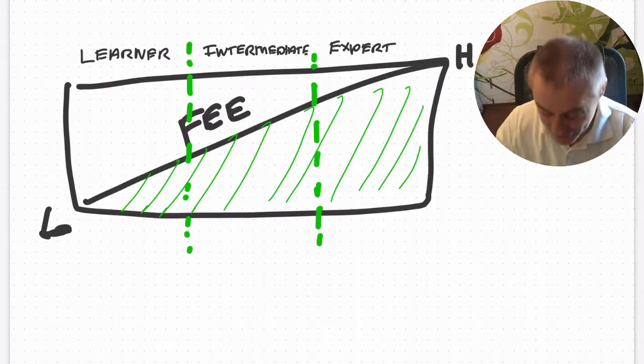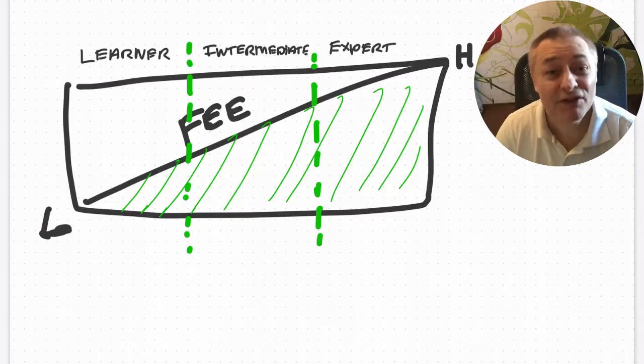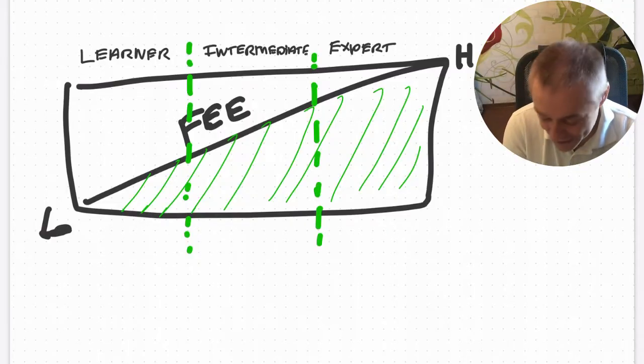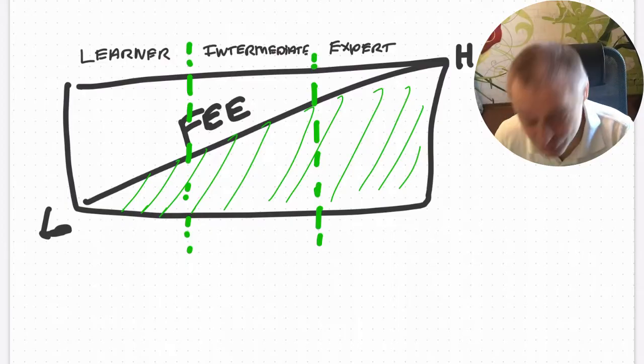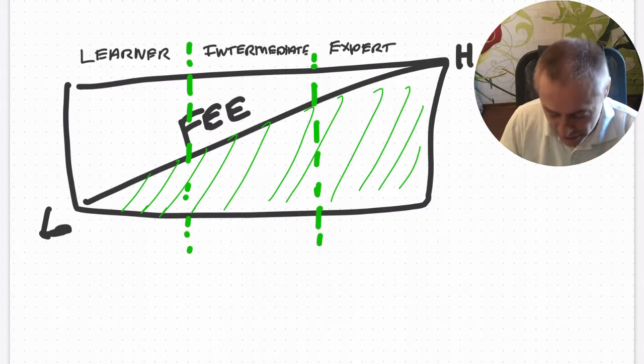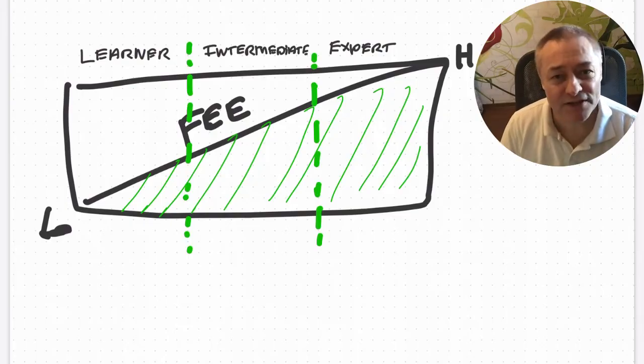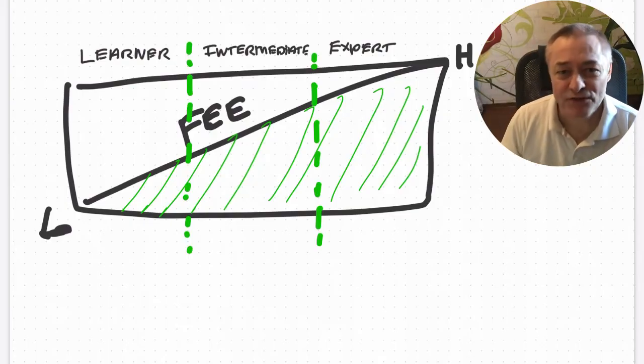And then there's another phase called the master phase, which is when you're a master and you've done more than 10,000 hours in coaching, and you're just really, really amazing at what you do. So I'm not really going to go into that today. I'm just going to look at the first three phases: the learner phase, intermediate phase, and expert phase. Each one of these phases is going to be charging a different coaching fee.